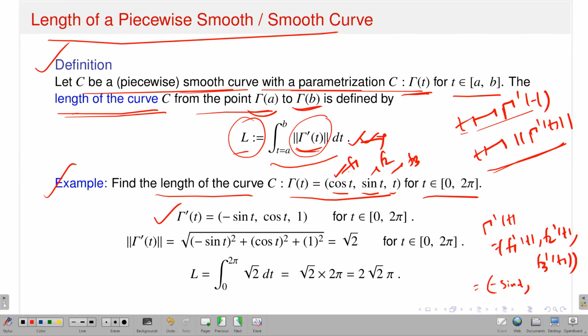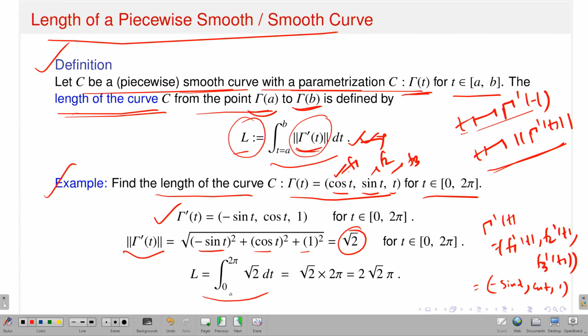f2 prime t, that means f2 is sine t, that means this is cosine t, and the last one is 1, for t running from 0 to 2 pi. Now, you have to calculate the norm of gamma prime t, which is, of course, the Euclidean norm I am talking about, square root of minus sine t square plus cosine t square plus 1 square. It will give you square root of 2, because sine square t plus cosine square t is equal to 1. So, this is a constant function.